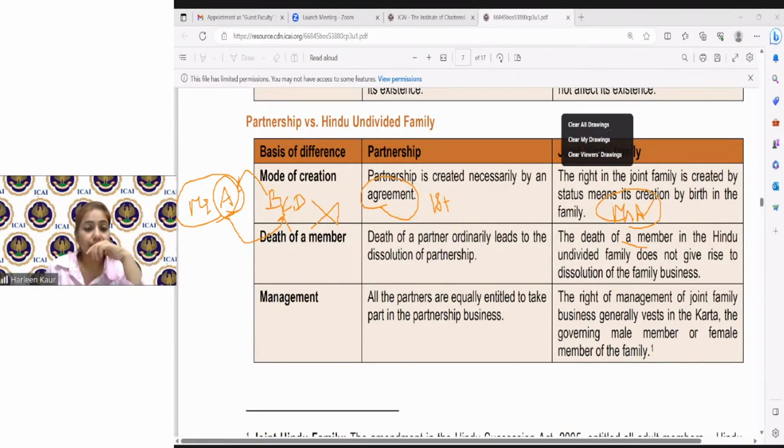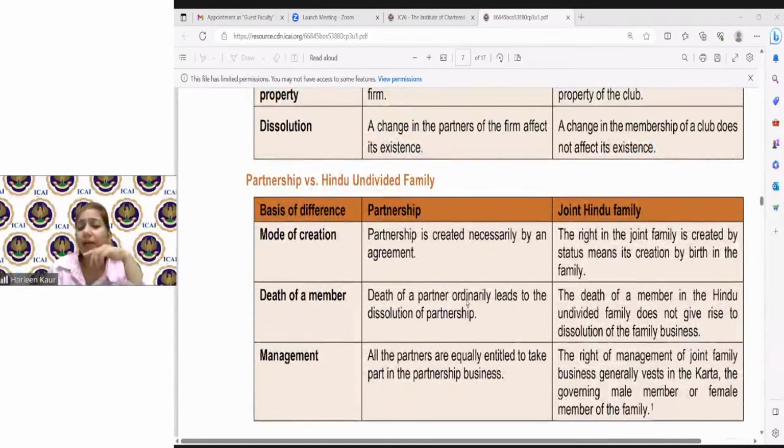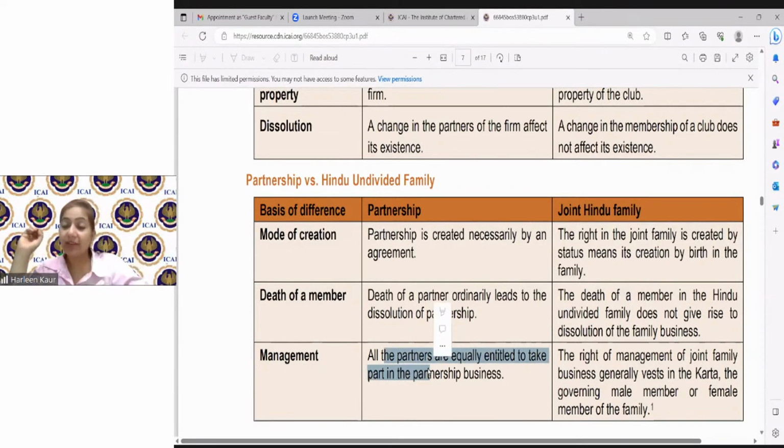All right. So here the death of the partner leads to dissolution, but this death of a member, one of the family members has died, doesn't mean that the business will stop. Family business will still continue to move on. Partners are equally entitled to take part. All the partners have equal right. I told you that any partner can go and make the purchases with the supplier. The other partners are also held liable. Principle of mutual agency is there.